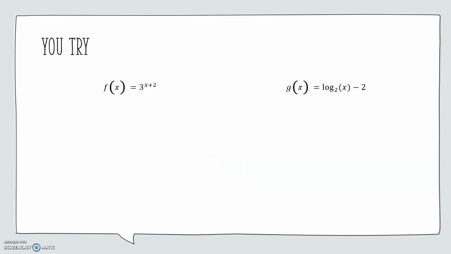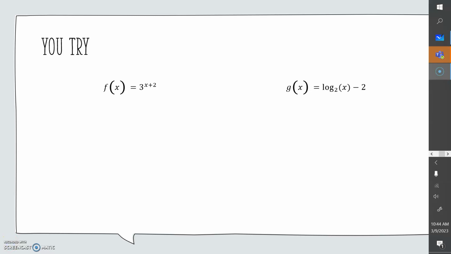All right, so here are a couple to try. I would recommend that you pause the video and give them a try, and then restart after you have tried them. So pause now and come back after you've tried them.